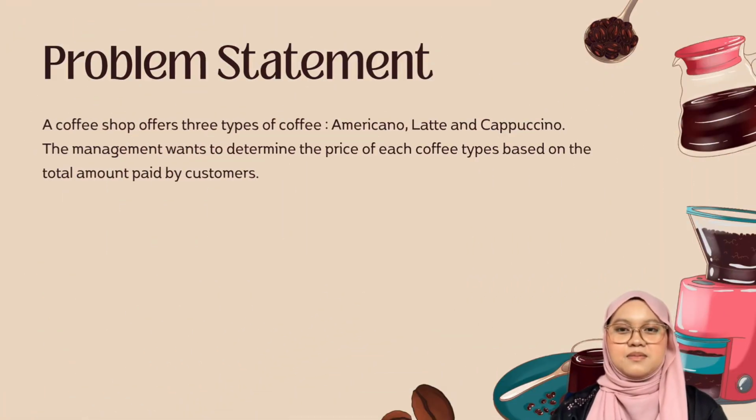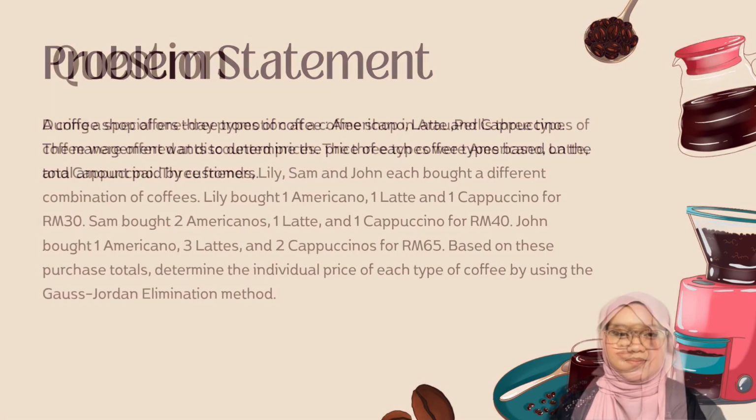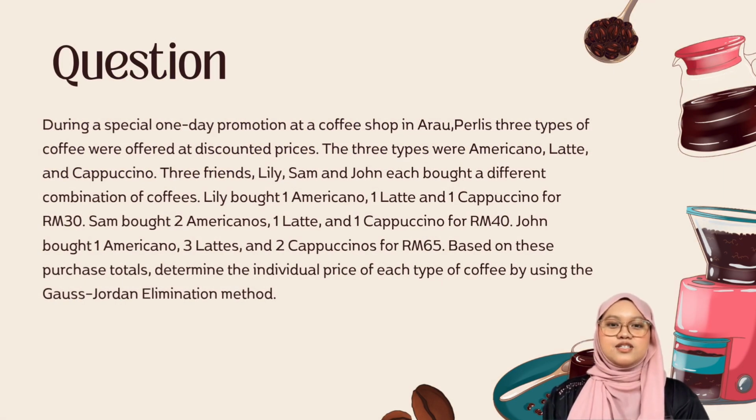Here, let me explain our problem statement. There is a coffee shop that offers 3 types of coffee, which are Americano, Latte, and Cappuccino. The management wants to determine the price of each coffee type based on the total amount paid by the customers. The question is, during a special one-day promotion at a coffee shop in Arau, Perlis, 3 types of coffee were offered at discounted prices. The 3 types were Americano, Latte, and Cappuccino.